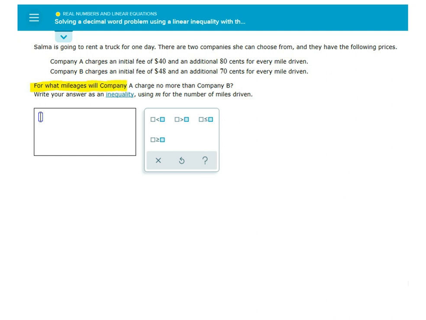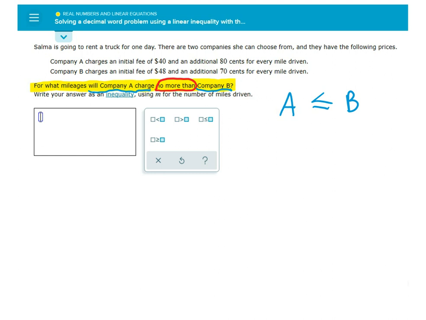For what mileages will Company A charge no more than Company B? No more than means less than or equal to. So Company A will charge no more than Company B, so A will be less than or equal to B. That's no more than. It means it won't be any bigger than B, so it'll either be less than B or equal to B.